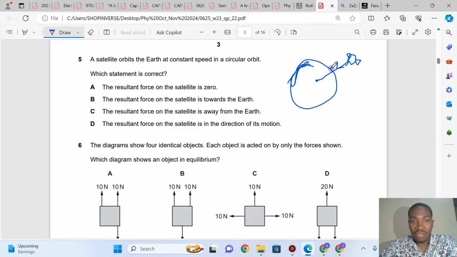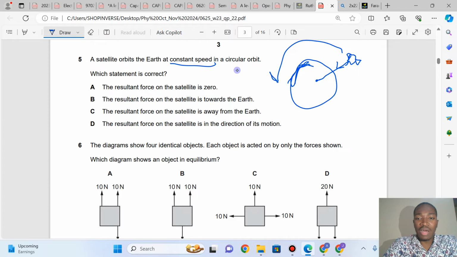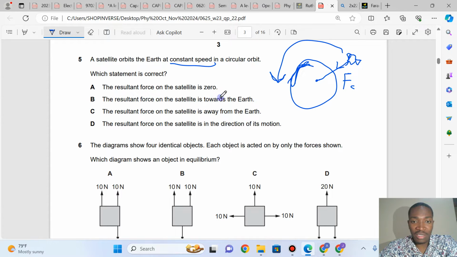No, there must be a centripetal force. Forget the fact that it's at constant speed. The fact that something is moving in a circular orbit along a circular path, there will always be a force called centripetal force acting on it. And the direction of the force is towards the center of the circular orbit or path. So the resultant force on the satellite is 0? That's wrong. The resultant force on the satellite is towards the Earth. That's correct.